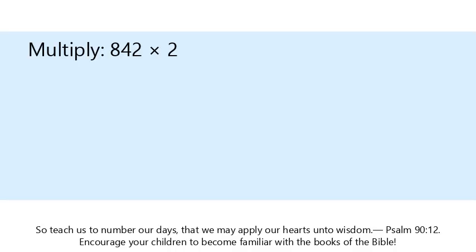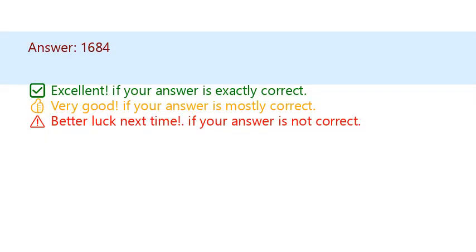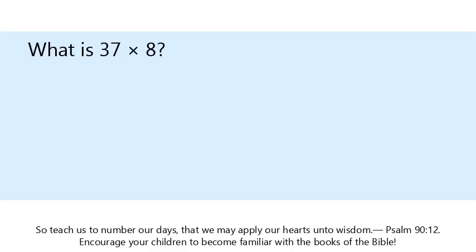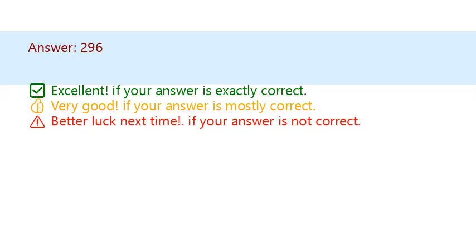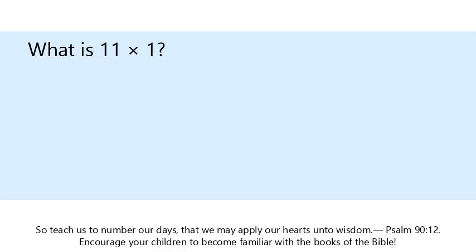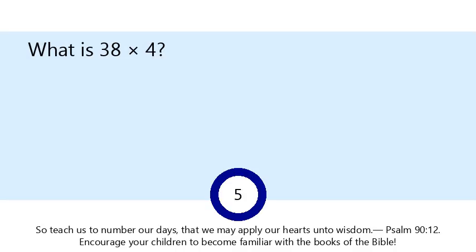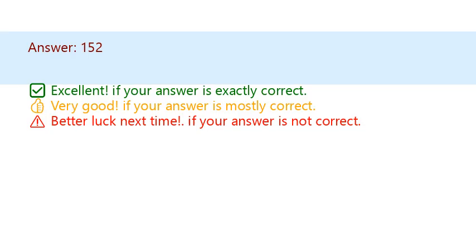Multiply 842 by 2. Answer, 1684. What is 37 times 8? Answer, 296. What is 11 times 1? Answer, 11. What is 38 times 4? Answer, 152.